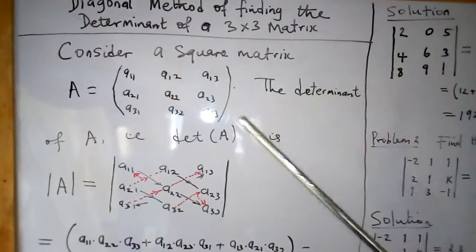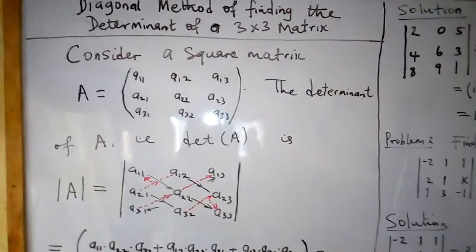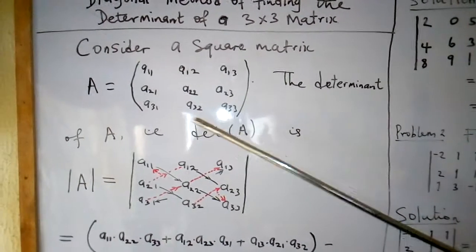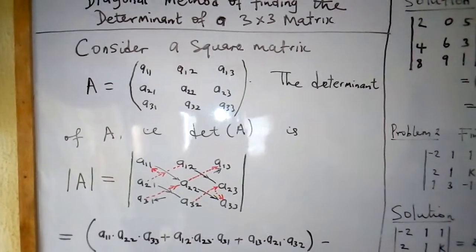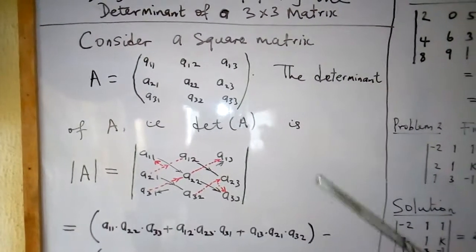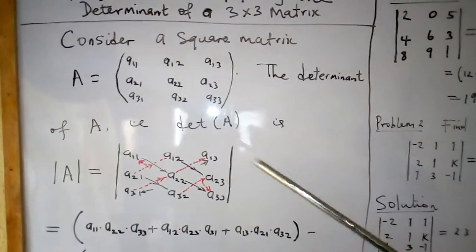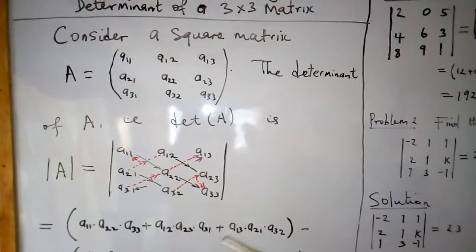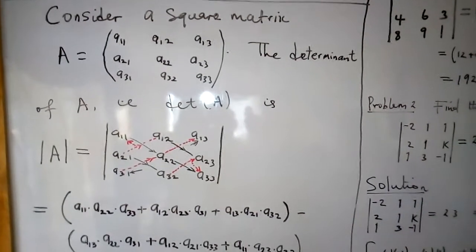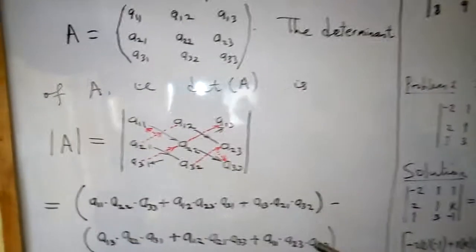The matrix A is equal to what? A11, A12, A13, A21, A22, A23, A31, A32, A33. The determinant of A, that is det of A, is a short form of determinant of A. So now, determinant of A is equal to this. Now, what is the procedure?